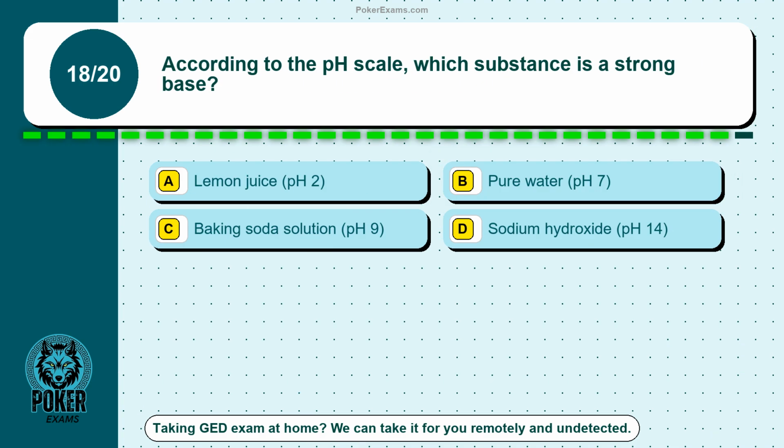Question 18. According to the pH scale, which substance is a strong base? Option A. Lemon juice, pH 2. Option B. Pure water, pH 7. Option C. Baking soda solution, pH 9. Option D. Sodium hydroxide, pH 14.